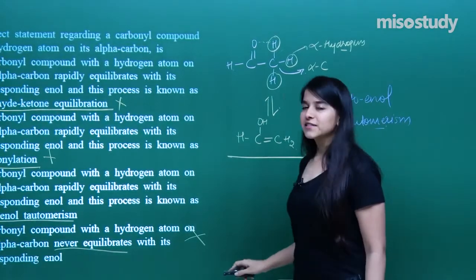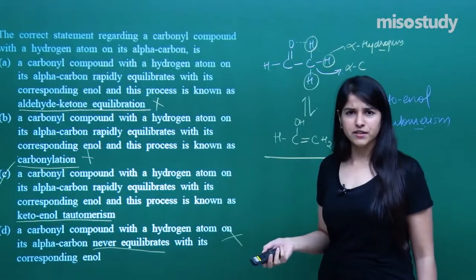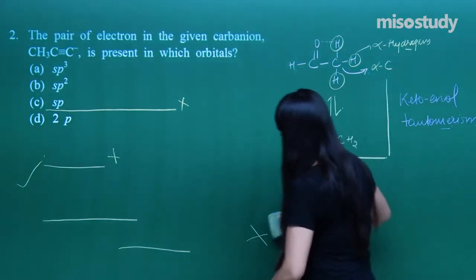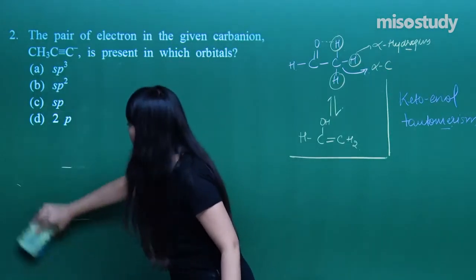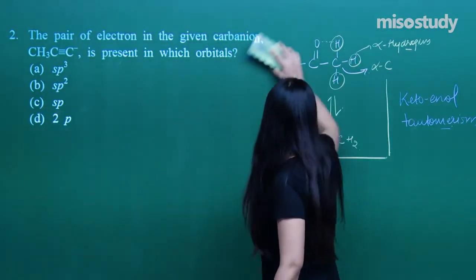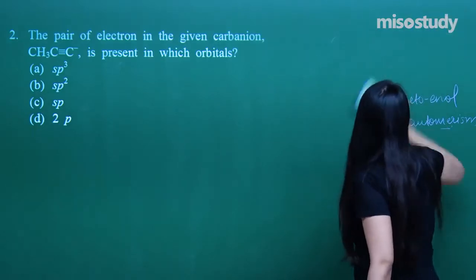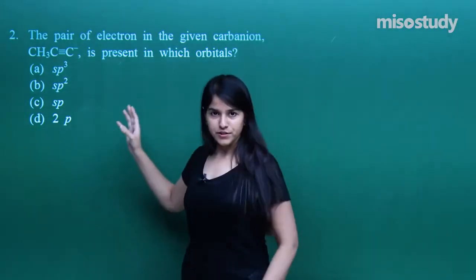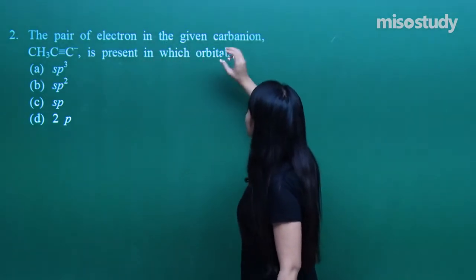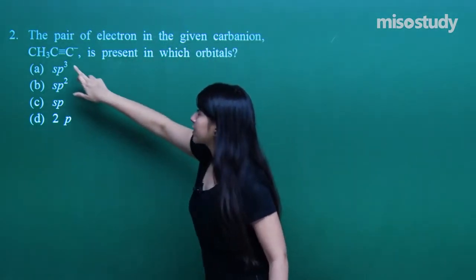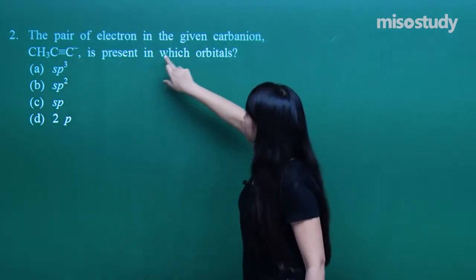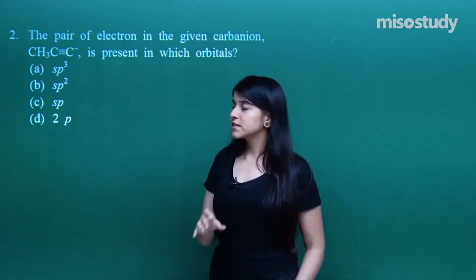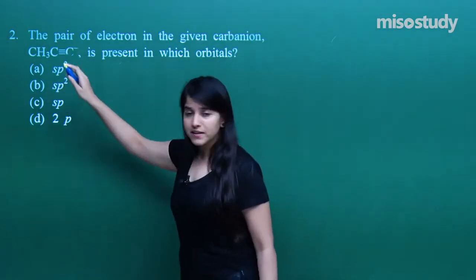Let's move on to the next question. This was very simple. Let's move on to another question, indeed more simple than the previous one. So we'll be having quite interesting as well as simple questions in the NEET pattern exercise. So what about this question? The pair of electrons in the given carbanion, so I have given the carbanion, is present in which orbitals? So I need to have the type of orbitals in which this carbanion is actually occurring.